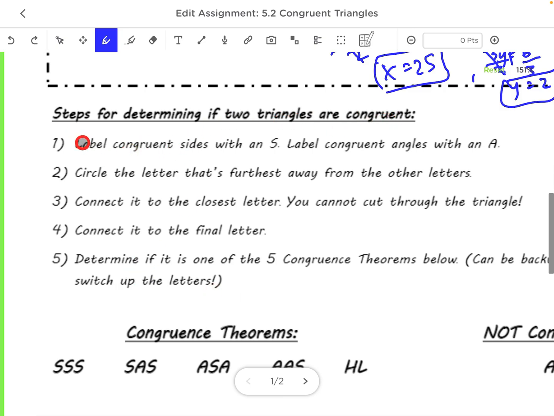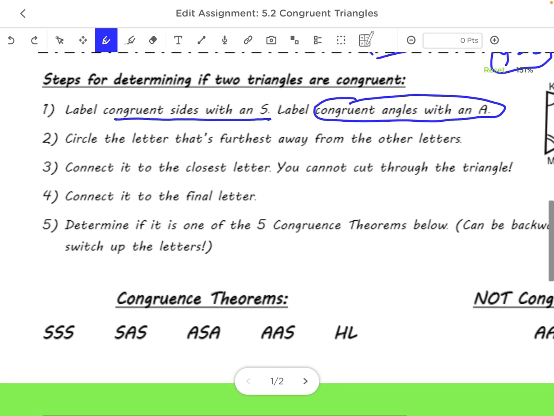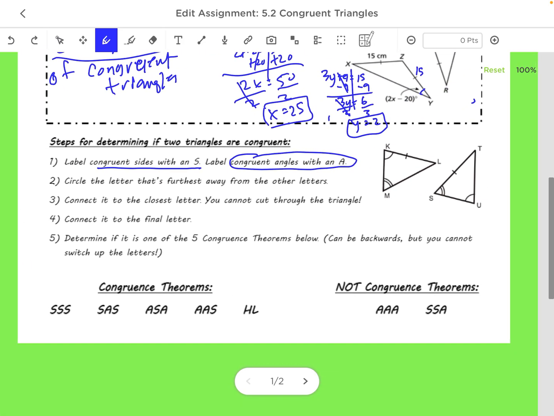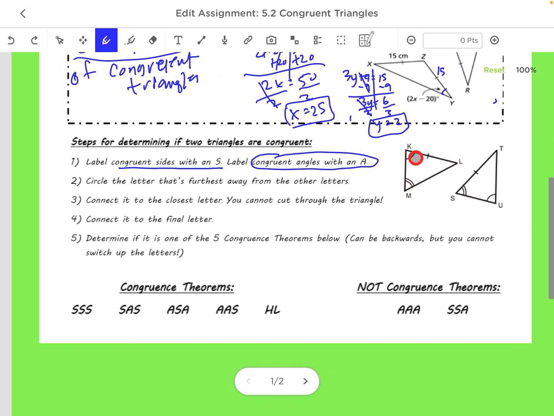Okay, so the first thing we're going to do, I've got these steps right here. We'll make it real easy. First thing, we're going to label the congruent sides with an S, and we're going to label congruent angles with an A. Congruent sides with an S and congruent angles with an A. All right, so let's look over here. We're going to say that this side is congruent with this side, so we're going to say that's S and S.